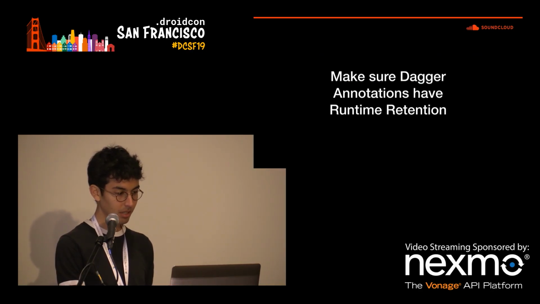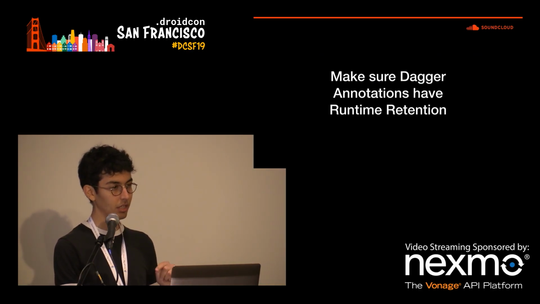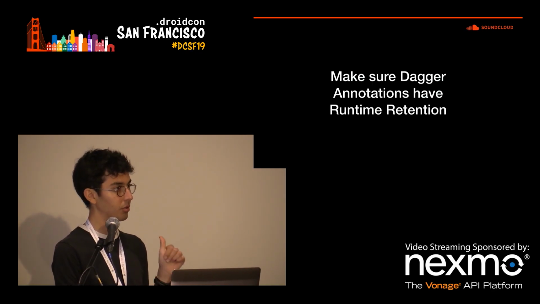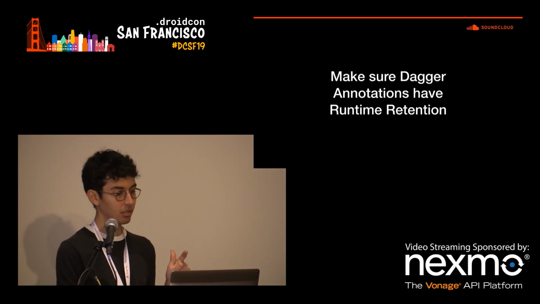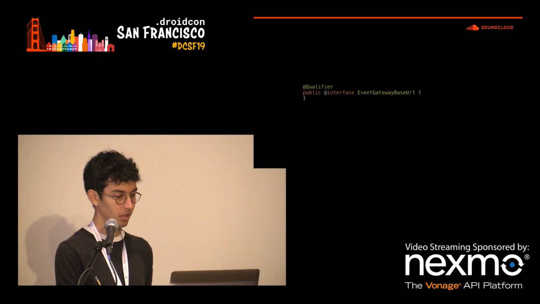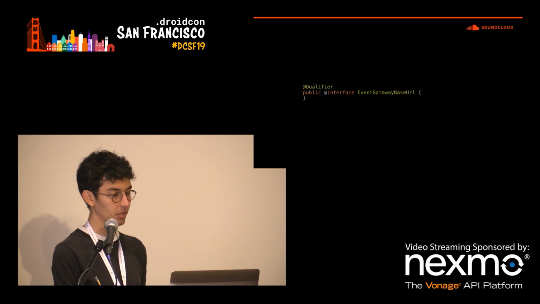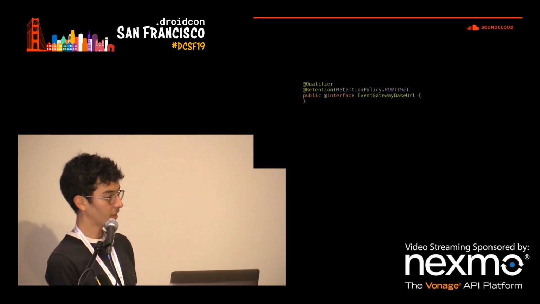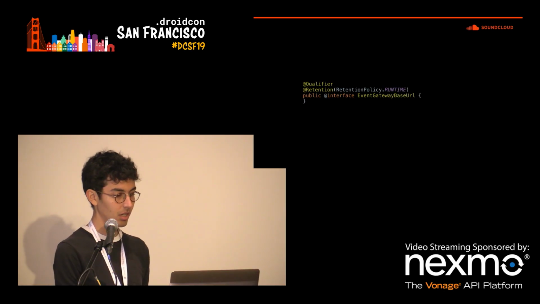Second step is to make sure all your Dagger annotations in your code base have runtime retention. So this would include both your qualifier methods and your map key annotations, as well as any other custom qualifiers you have. So the way you do that is really simple. You just take @Retention(RUNTIME).